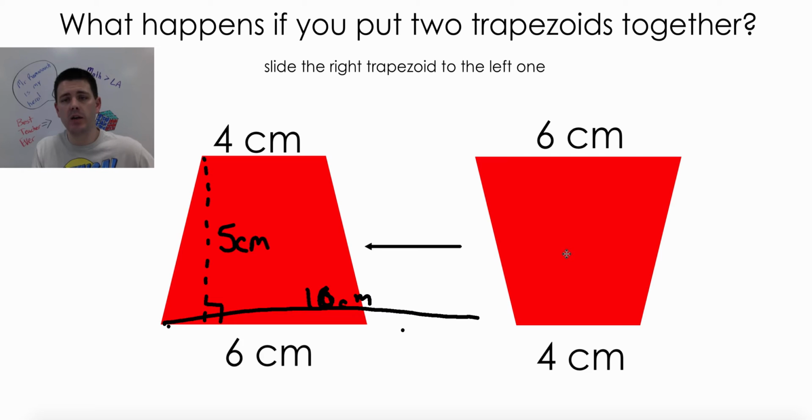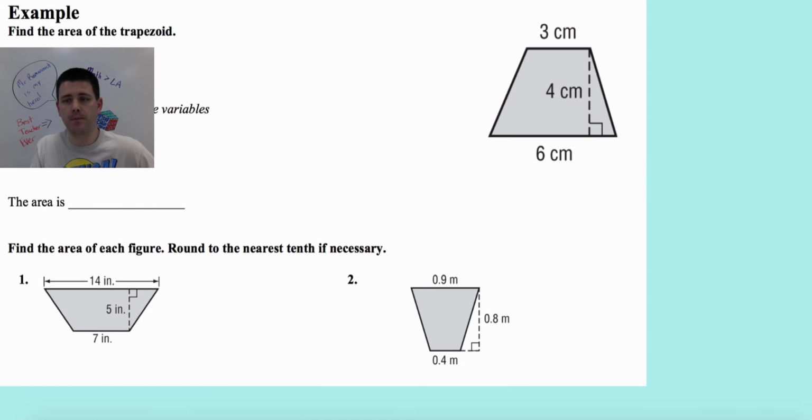But notice what we did. In order to find the length of this bottom edge of my parallelogram, I had to add my two bases together. Then I multiplied times my height. But because I just wanted one of the trapezoids, not both of them put together, I had to divide by 2 when I was finished. That's where our formula came from.